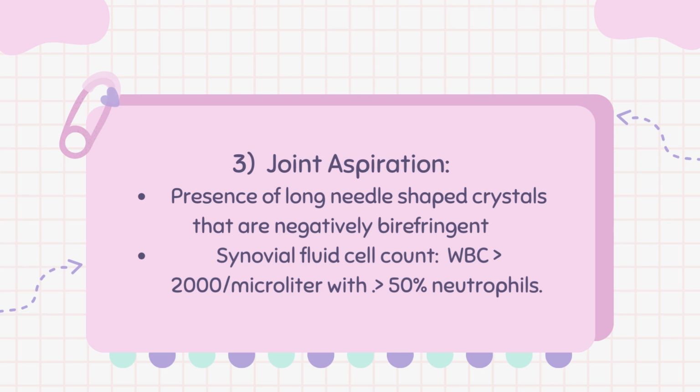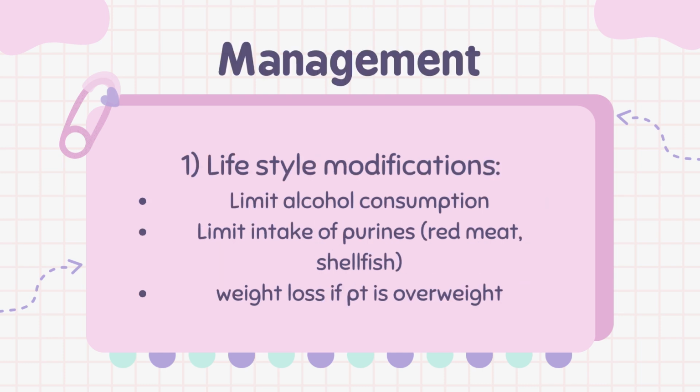The synovial fluid cell count will show the white blood cell count greater than 2000 per microliter with greater than 50% neutrophils. The management of gout will include lifestyle modifications, like limiting alcohol consumption and limiting the intake of purines, and weight loss if patient is overweight.